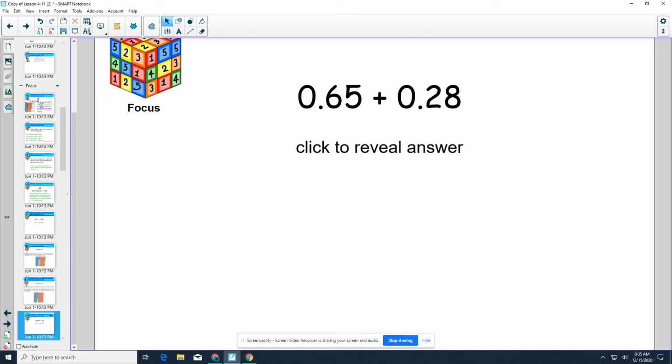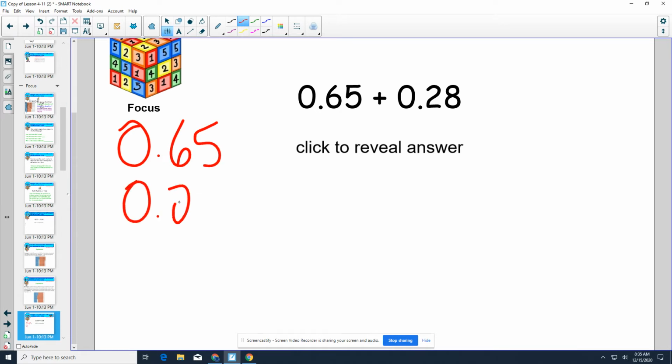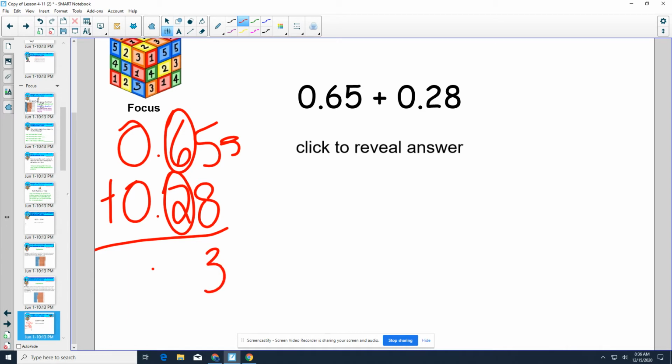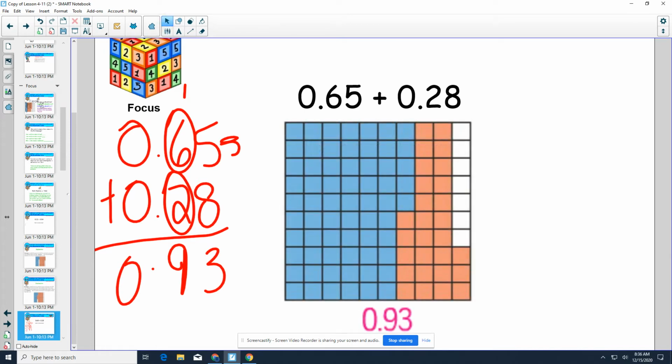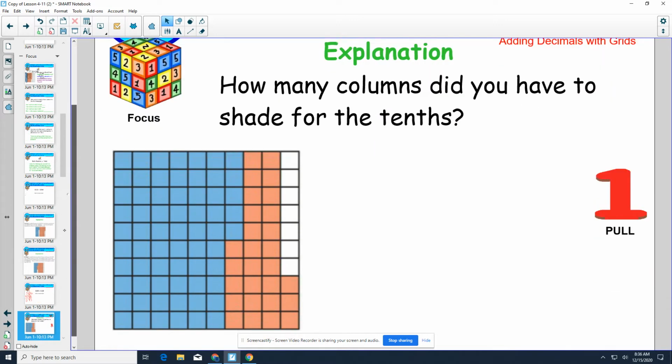Okay, same thing here. I could line these up if I don't have a grid and just add them. But I could also look at this and know that I need to shade in 6 rows of 10 and then 5 more squares. Here I need to shade in 2 rows of 10 for 20 and then 8 more squares, right? But I could also, again, add it here without a grid, and I get 93 hundredths. Okay, and you can see there they were able to interlock those. They fit together pretty good, and that's how they shaded those. Not a lot of options for that one as far as how you could shade it.